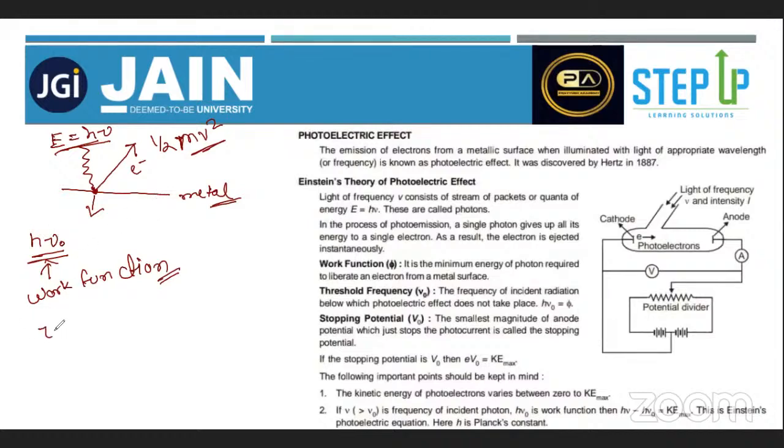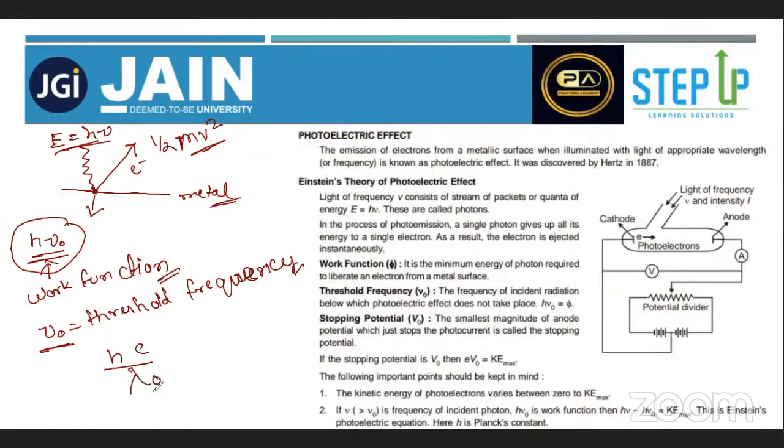And nu naught is what? Nu naught is the threshold frequency. The threshold frequency is the minimum frequency required for ejection of an electron from the metal surface, or from the conductor surface. If it is lesser than that, there will be no ejection. So basically the work function is defined as h nu naught. Again, I can write this as hc by lambda naught, where lambda naught is the threshold wavelength. I can write h nu also as hc by lambda.